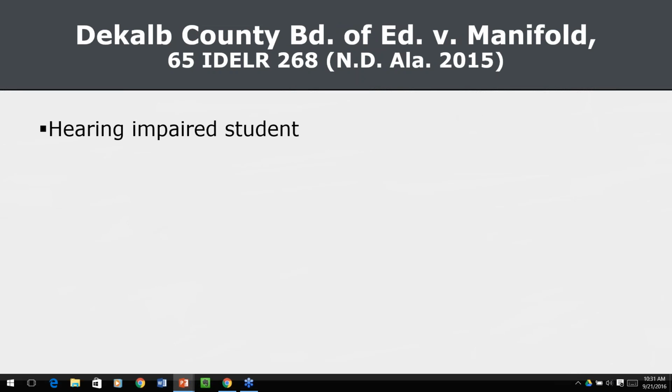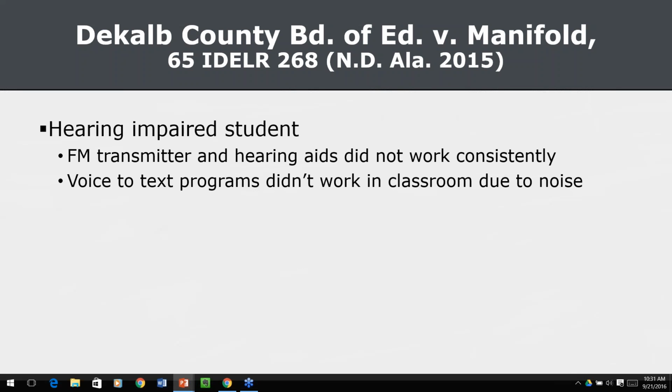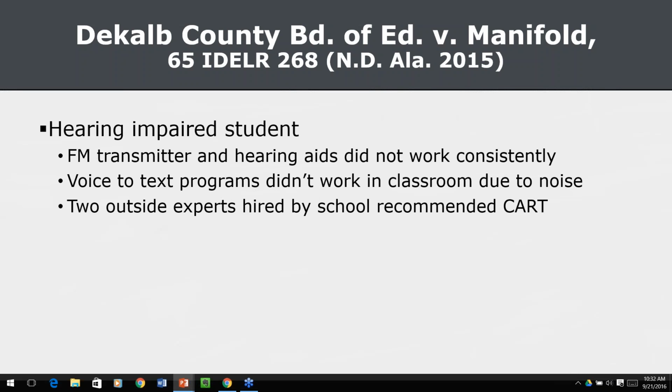I'm looking at my time, so I'm trying to get through some of these without taking a ton of time, but I think this is a great case. This is a student with a hearing impairment. She had an FM transmitter, but it didn't always work consistently with her hearing aids. And gosh, that's so common with the kids with the hearing aid FM transmitter combo that I work with. It's constantly a battle to get it to work consistently. They had a voice-to-text program, like a Dragon sort of program, but the problem is that didn't really work in the classroom due to the ambient noise.